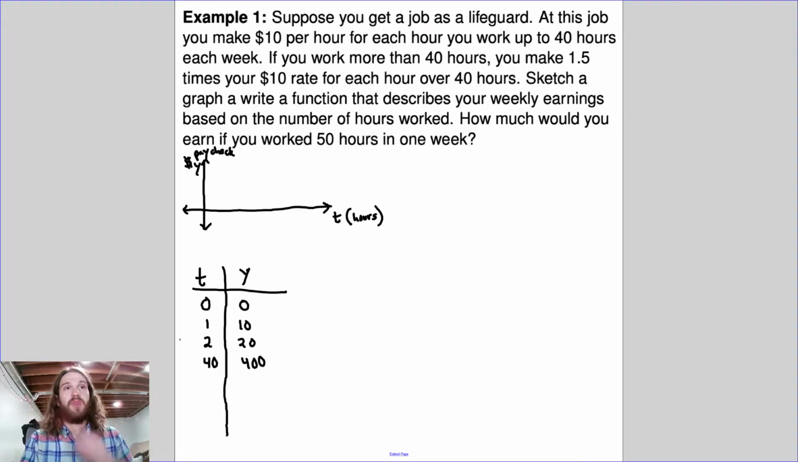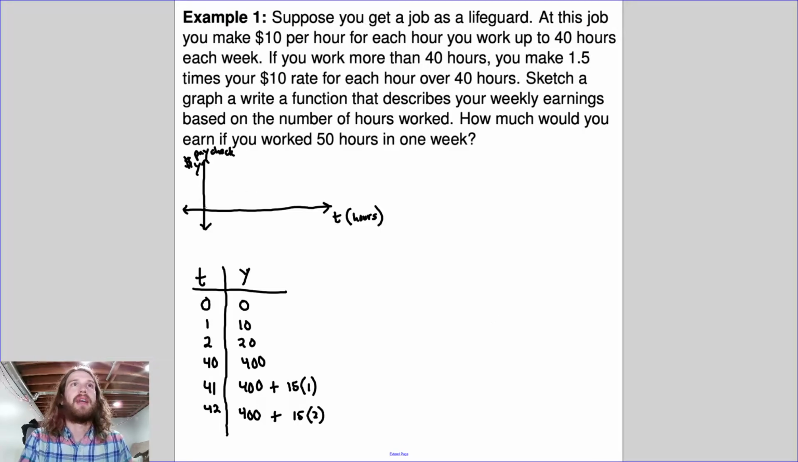However, if you work for 41 hours, you're getting paid time and a half, so you're getting paid $15 an hour for the additional hour you worked only. So this looks like 400 plus 15 times 1. If you work for 42 hours, you get paid $400 for your first 40 hours, just like you did for 40, plus $15 times 2 hours, because you've worked 2 hours over 40.